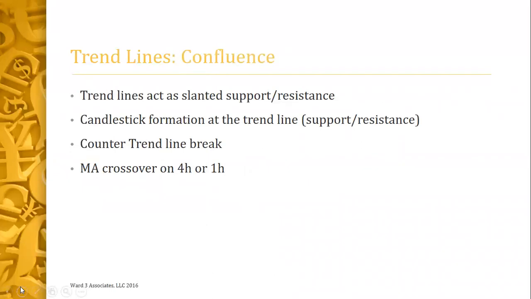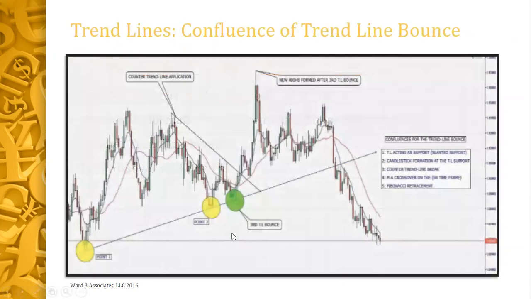Trend lines act as slanted support and resistance. Okay, there's usually going to be a candle formation at the trend line, and then there's either a counter trend line break or there's a trend line bounce. We look for a moving average crossover on the 4 hour or the 1 hour. So we're looking for the 7 to cross over the 21 with a trend line bounce or trend line break. Something like this.